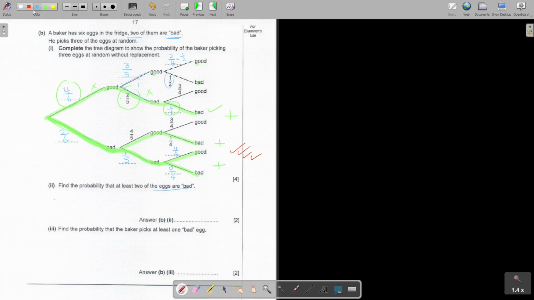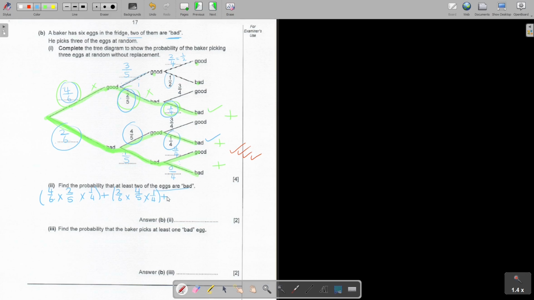Okay. So I'm going to say there is 4/6 multiply 2/5 multiply 1/4, plus, that was that one. Now this one, 2/6 multiply 4/5 multiply 1/4.